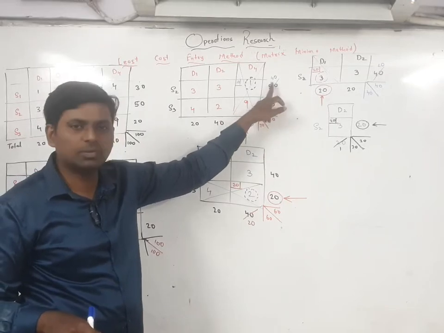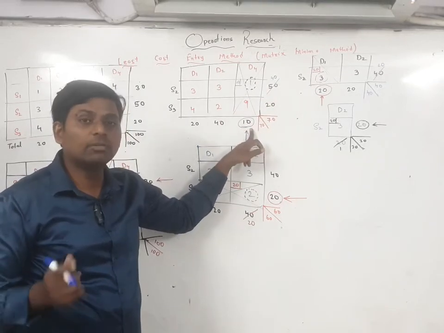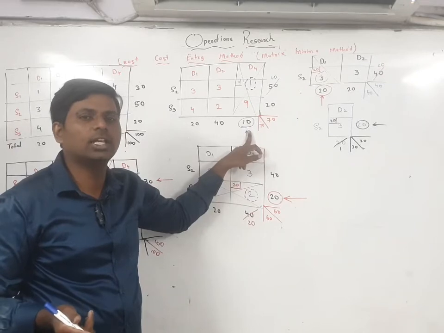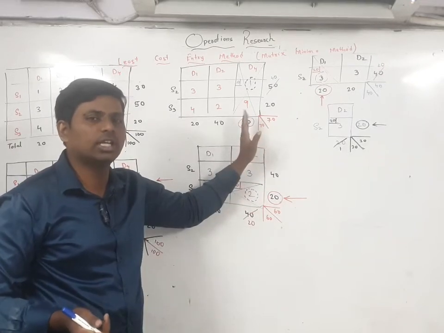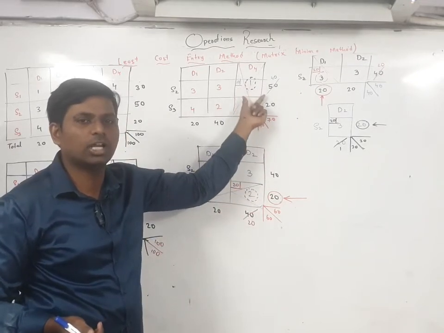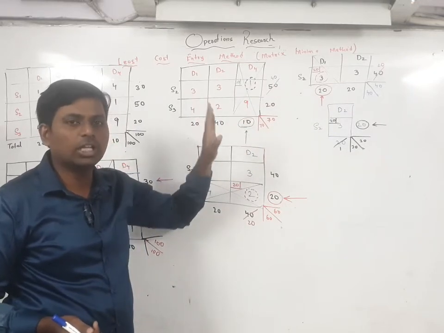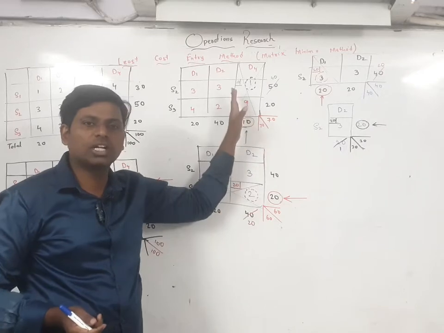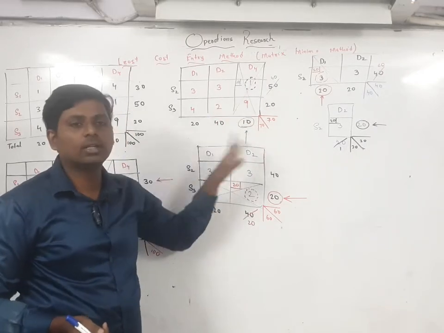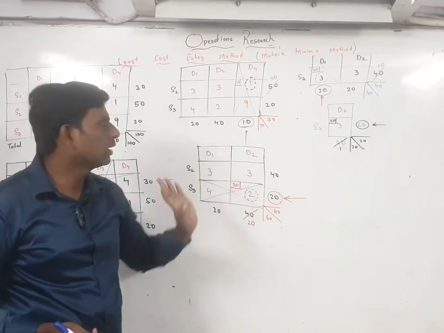Outside how much is there? 50. Outside how much is there? 10. Which one is the least? 10 is the least. So from here you have to take the entry; this 10 you project here, and cancel that 10 from here. How much are you getting here? 40. From where you started, column wise, so that column will get cancelled.